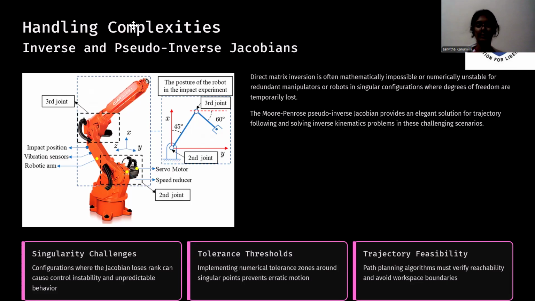Singularity challenges: configurations where the Jacobian loses rank can cause control instability and unpredictable behavior. Tolerance thresholds: implementing numerical tolerance zones around singular points prevents erratic motion. And trajectory feasibility: path planning algorithms must verify reachability and avoid workspace boundaries.